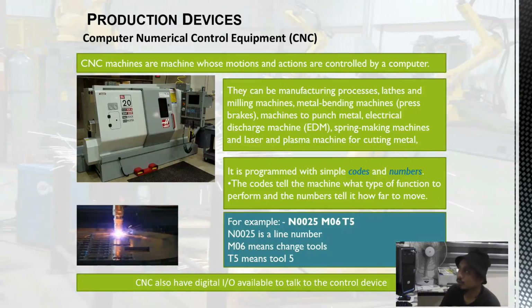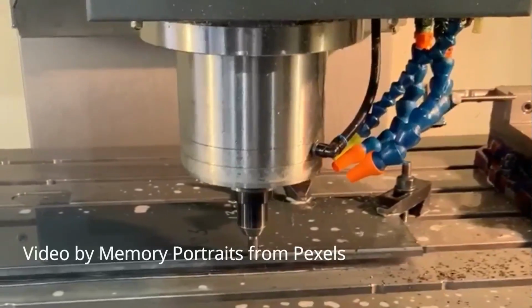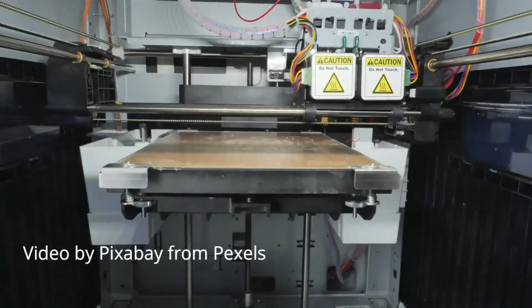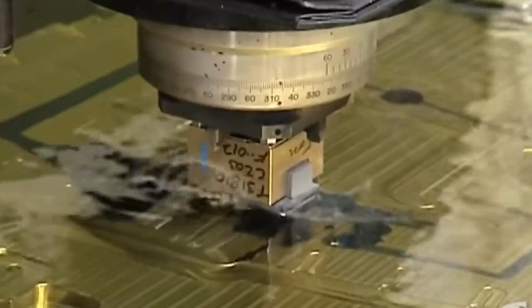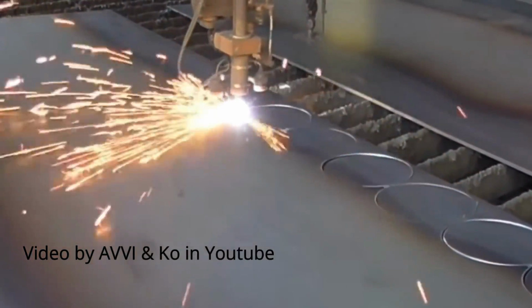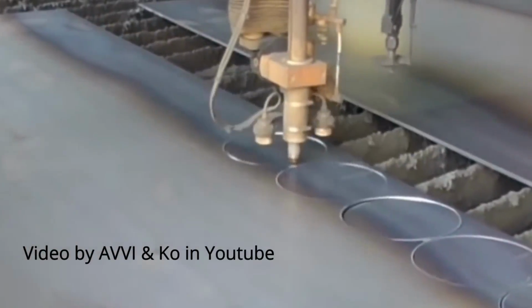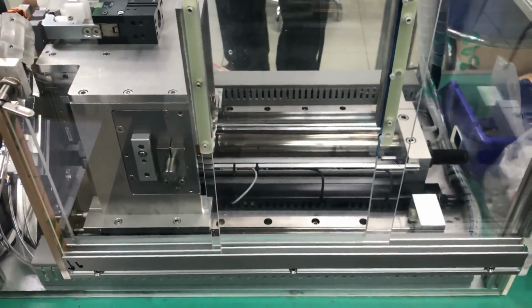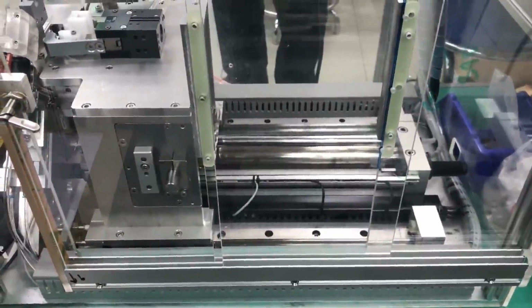Okay, for the Computer Numerical Control equipment, which is normally called CNC machines, it is commonly used in the manufacturing process, like lathe and milling machines, metal bending machines, metal punching, and electrical discharge machine (EDM), spring making machines, and also laser cutting and plasma machines. Okay, for metal cutting.